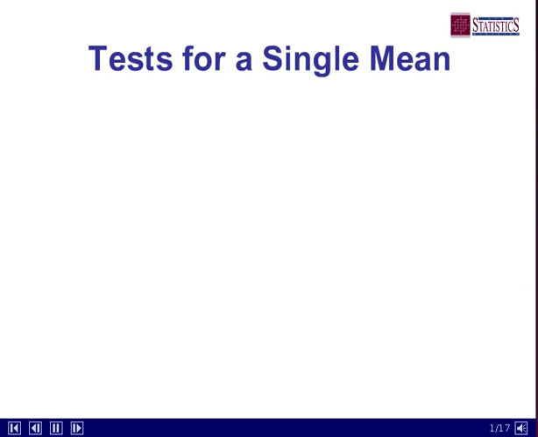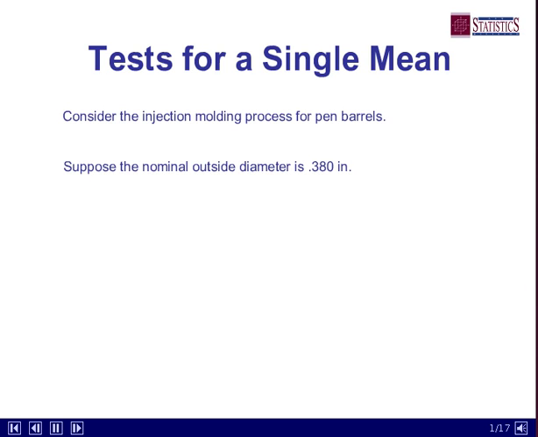Test for a single population mean. So we'll do this through an example. We use an injection molding process for pen barrels. And let's suppose that the nominal outside diameter of the pen barrels is supposed to be 0.380 inches.